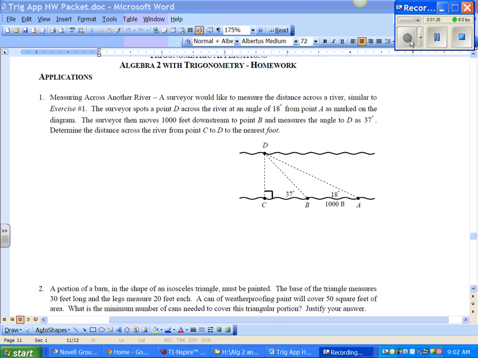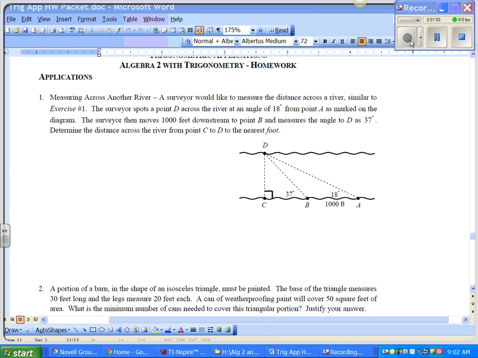The surveyor moves 1,000 feet downstream, so he's walking 1,000 feet, and he stops at point B. He measures the angle to D as 37 degrees. So looking at that same point D from 1,000 feet downstream, now we're at an angle of 37 degrees. Does that make sense? Determine the distance across the river from point C to D to the nearest foot. So what are we looking for? CD, which is like the height of that little triangle, or I guess the big one as well, right?